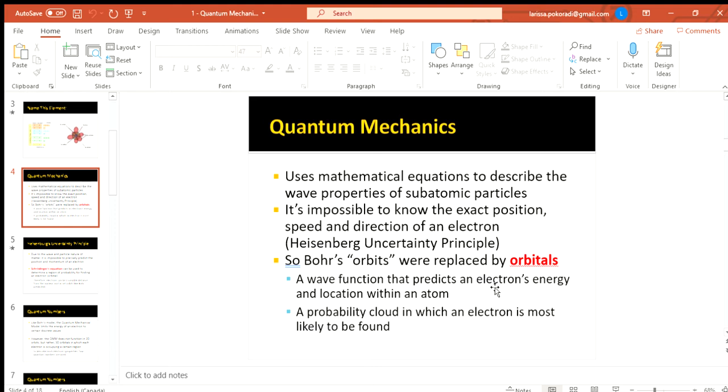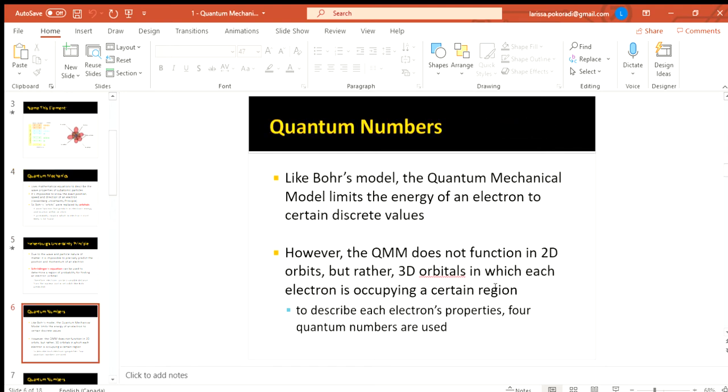We're clearly not going to learn that math, but that's the basis as to why we drifted from Bohr and moved to quantum mechanics. So we're no longer looking at those 2D circles. We're moving to 3D orbitals. So very familiar sounding words, but instead of saying orbit like we did for Bohr, we're moving to orbitals.